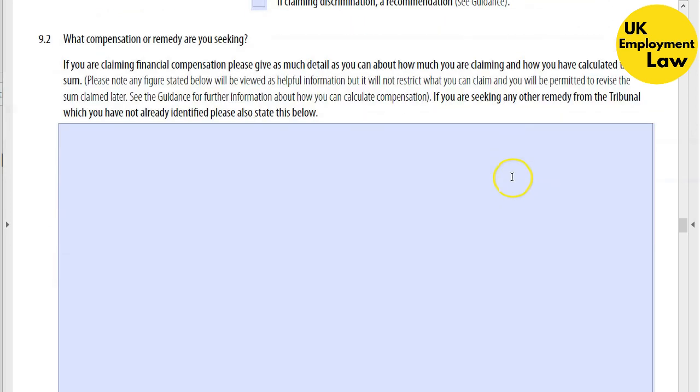Section 9.2. What compensation or remedy are you seeking? This is where you give details of your losses. This section is for all the losses you are claiming, for example, holiday pay, notice pay, arrears of wages, including basic and compensatory award, which we have explained in a separate section within this course.